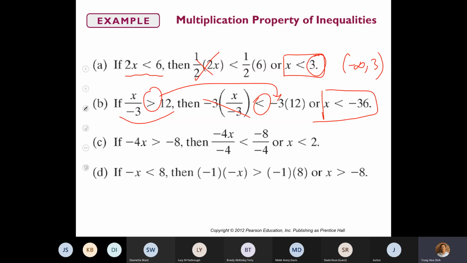Does that make sense? If you don't want to work with negative numbers, I will do the following way. Maybe it's not a good way, but it's fine. I don't like negative numbers. From x over negative 3 greater than 12, I have x over 3 less than negative 12. That's it. I just change the sign of negative 3, right? And of course, I reverse the inequality in here. And then now I multiply both sides by 3, I get what I need.